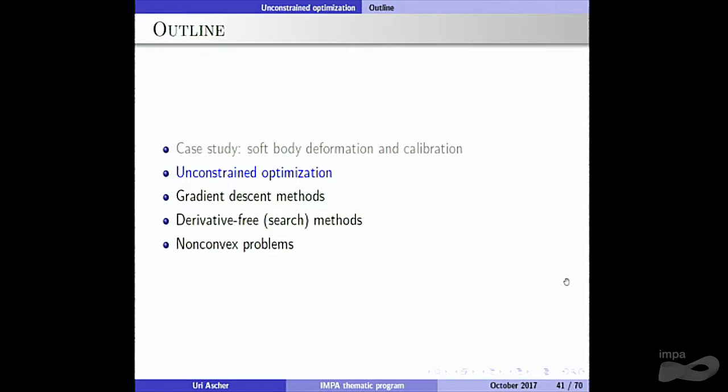I want to do a crash course, 15 minutes, of optimization. Is that okay? Are we still awake? Well, actually, some of you can sleep for 5 minutes now. But somewhere along the line, we are going to wake up.